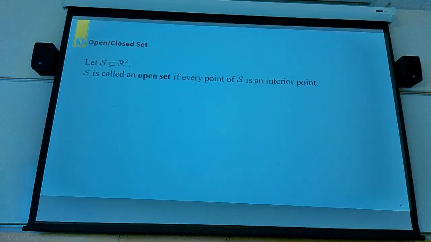Again, consider a subset of the real plane. And by the way, yes, I am only looking at the real plane here, but this notion extends to any dimension. These definitions are the same regardless of whether it's the real plane, real space, and so on and so forth. We say S is an open set if every point of S is an interior point. It's a closed set if it contains all its boundary points.